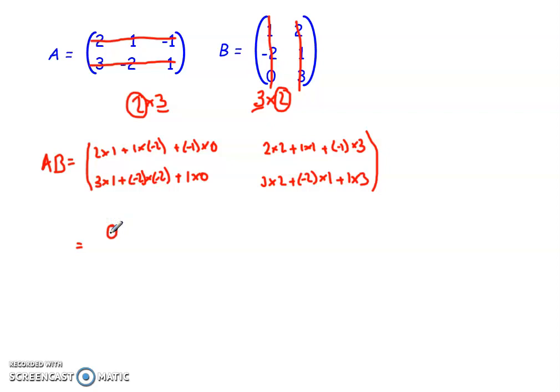Never said you couldn't have that, just bear that in mind. This one here is going to be 4 plus 1 minus 3, so 4 plus 1 is 5, minus 3 gives me 2. Next element here is going to be 3 plus 4 plus 0. Remember, negative 2 times negative 2 is 4. So I've got 3 plus 4 gives me 7. Then this one here, I've got 6 minus 2 plus 3. So 6 minus 2 is 4, plus 3 is another 7. So there you go. That's the solution when I take those two matrices and I calculate the product AB.